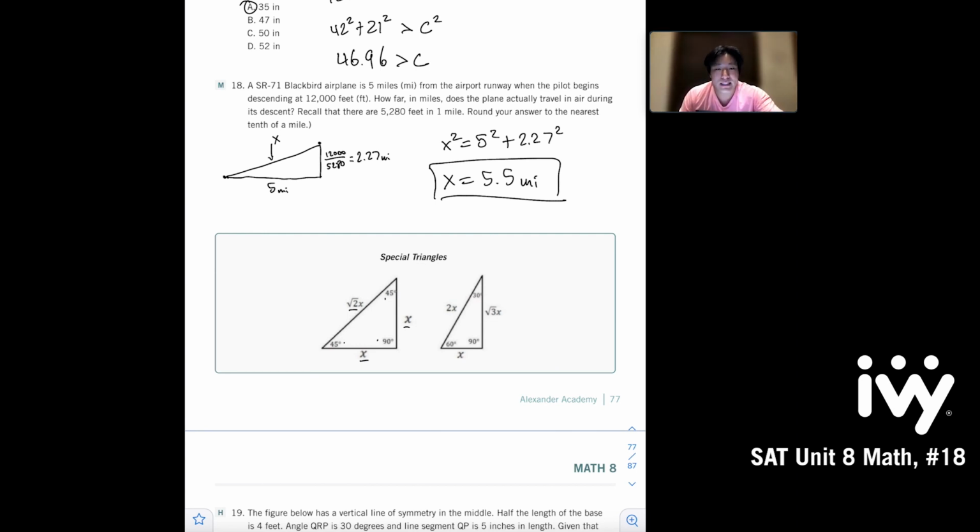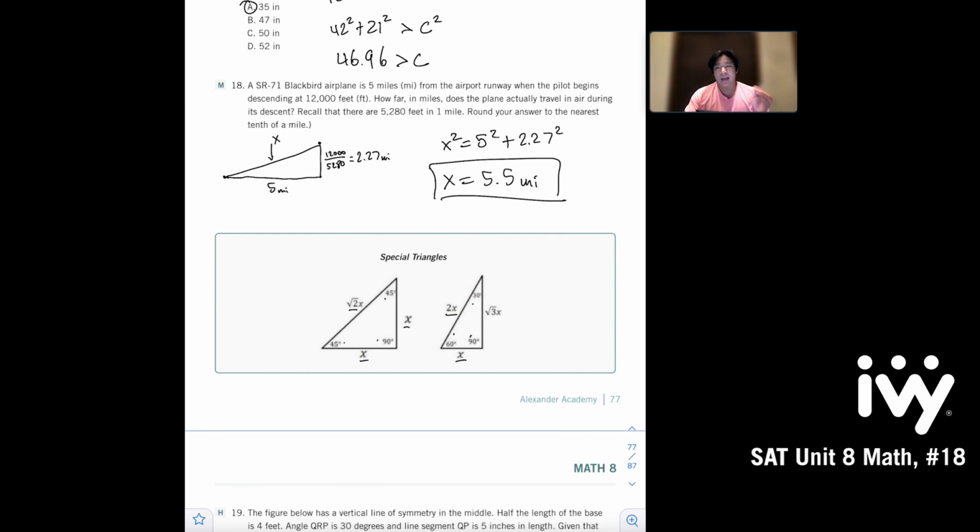And the triangle on the right here is our 30, 60, 90 triangle, also very important. And these sides are a little bit different. We have x for the shortest side, 2x for the longest side, and then square root 3 times x for the middle side.